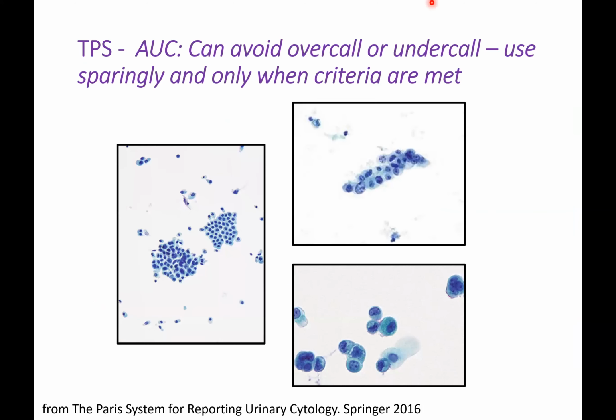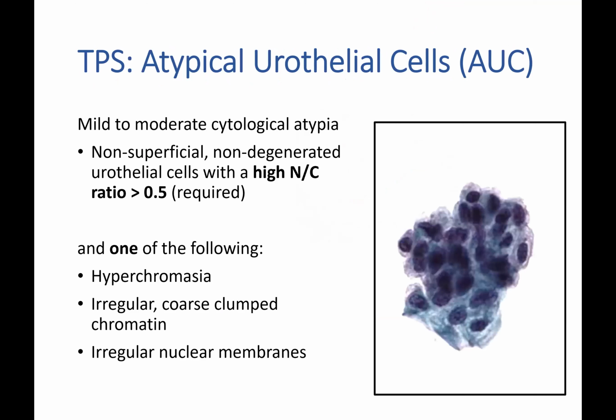As I mentioned earlier, the Paris system includes a category AUC, or atypical urothelial cells. Using this category can actually avoid both overcall and undercall, but it should be used sparingly and only when the criteria are met. Criteria are that the cells show mild to moderate cytological atypia, they should be non-superficial and non-degenerated cells, and they should have a nuclear to cytoplasmic ratio which is greater than 0.5. That's a mandatory requirement for the cells to be called atypical, and they should also have one of the following: nuclear hyperchromasia, irregular coarse clumped chromatin, and irregular nuclear membranes.